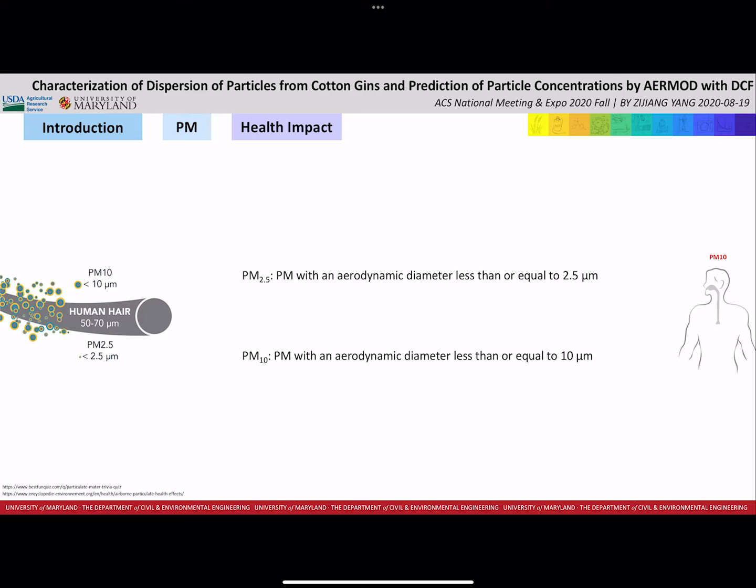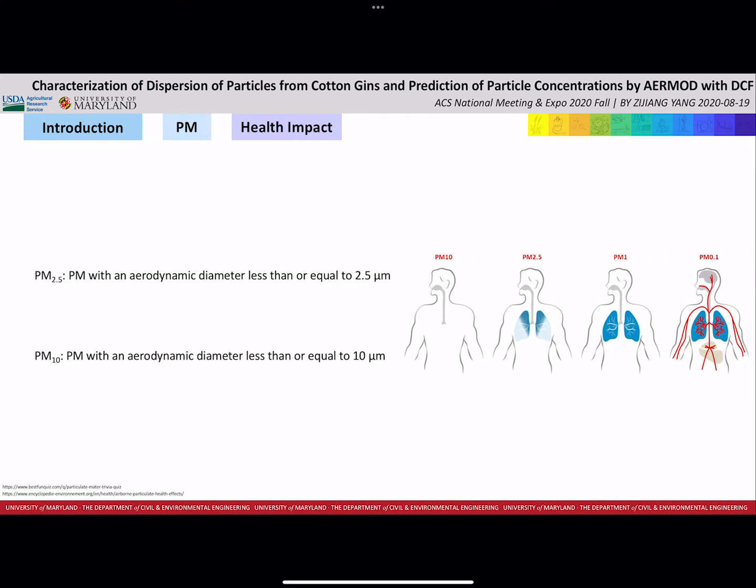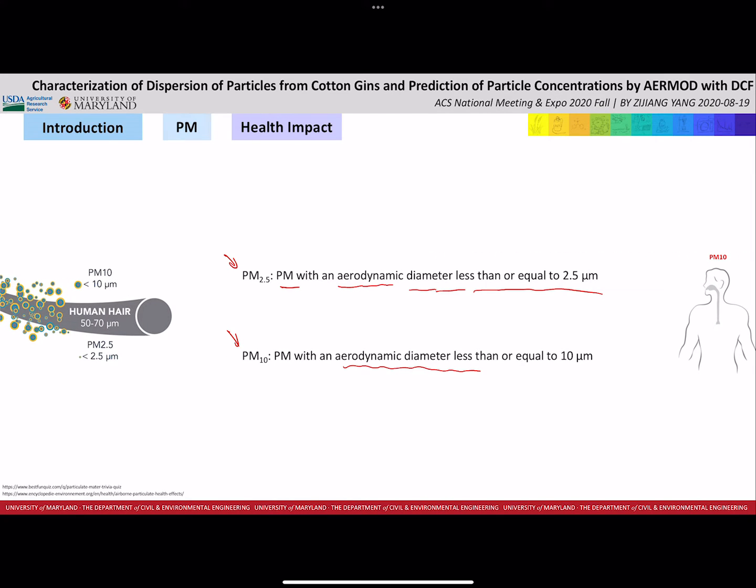For the size of particulate matter, we usually classify them into two. The first one is PM2.5, which refers to PM with an aerodynamic diameter less than or equal to 2.5 micrometers. And PM10 refers to an aerodynamic diameter less than or equal to 10 micrometers.